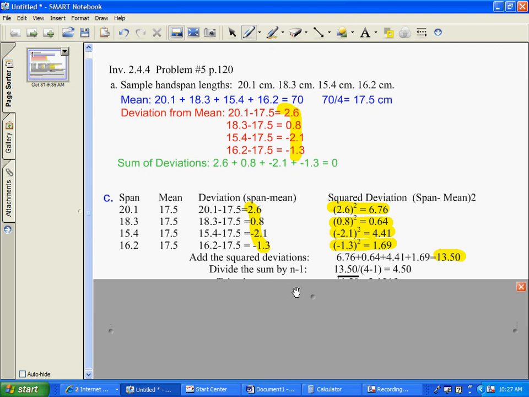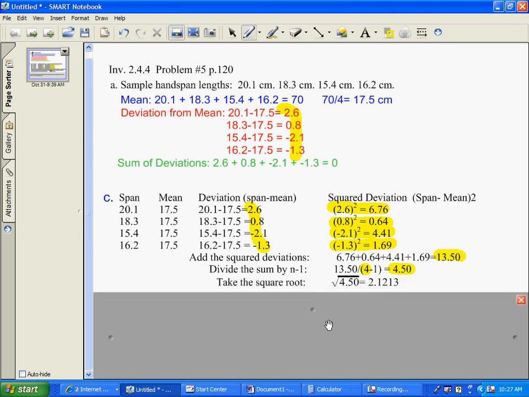Next, I need to divide by n minus 1, which is simply the number of items in your data set minus 1, which gives me a value of 3. And when I take 13.5 divided by 3, I get 4.5. The final step for finding the standard deviation is to take the square root of that number.